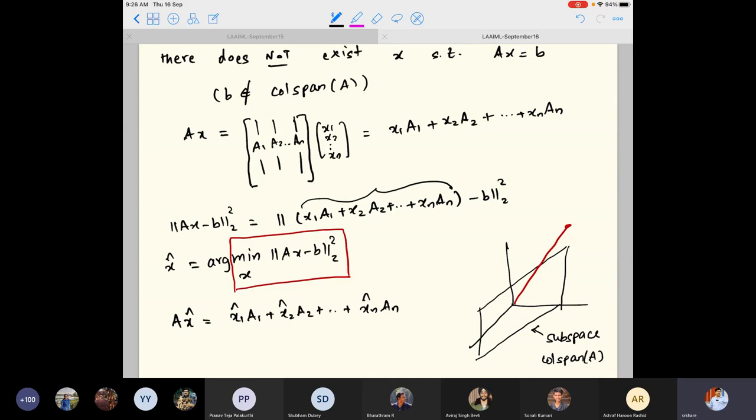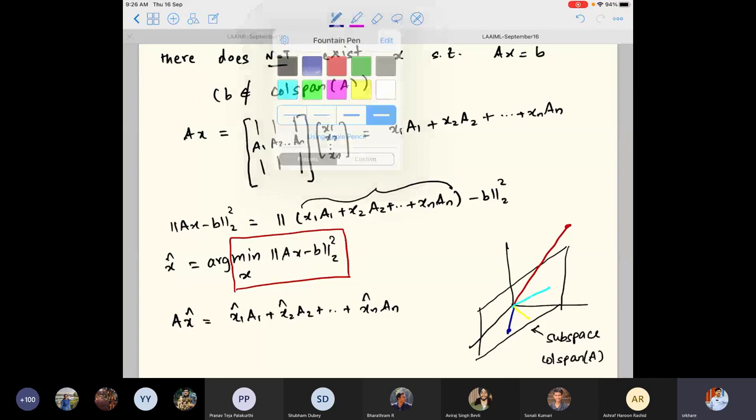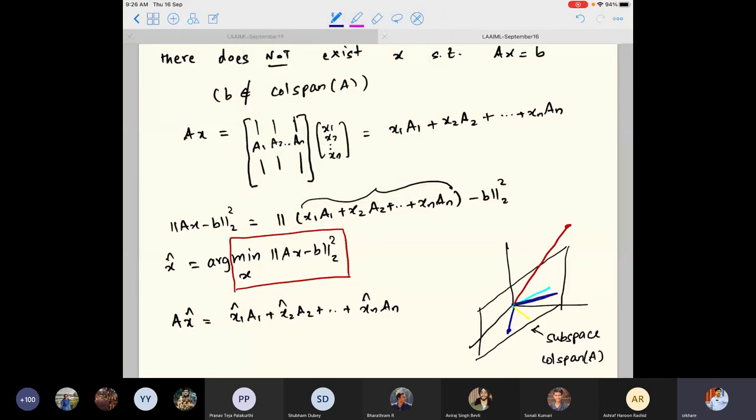There are many vectors here. Every linear combination will give rise to different vectors. This is one vector that you see, this is another vector, and this is another vector. There are so many different vectors, but there is one vector here which might be closest to B. You choose that linear combination which will give you a vector closest to B. That is another interpretation of the least squares problem. Do you understand this interpretation also?